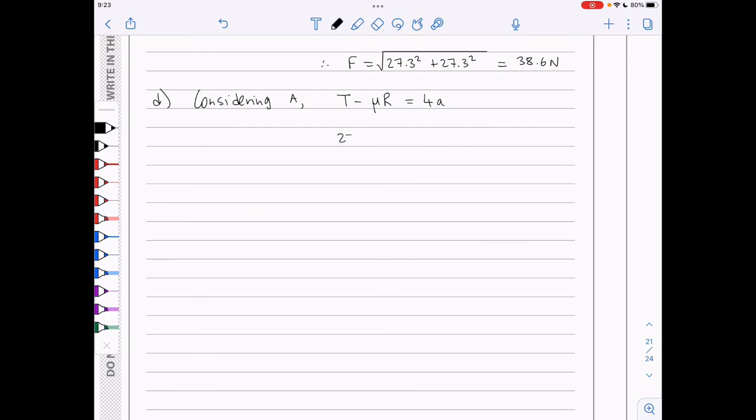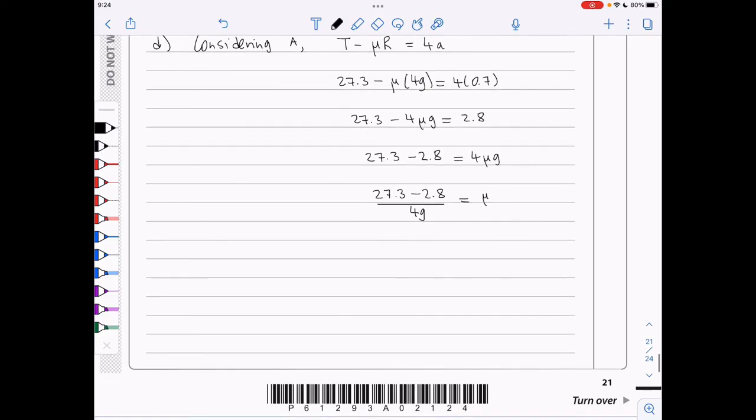T has been found to be 27.3. Mu is what we're trying to find. The R is the weight, the 4g, and this is 4 times 0.7. So 27.3 minus 4 mu g is 2.8, which means that 27.3 minus 2.8 is 4 mu g. So 27.3 minus 2.8 over 4g is mu. If I plug this on the calculator, I get an answer of 5/8.